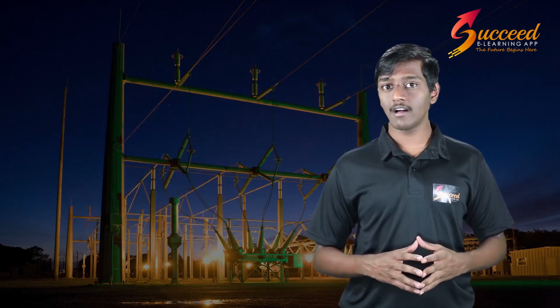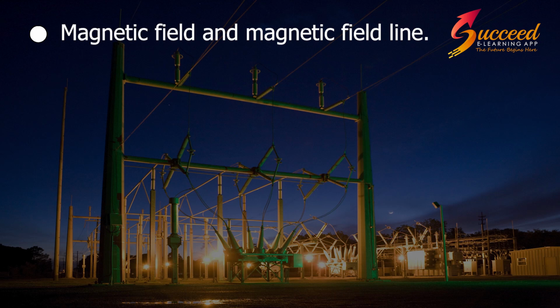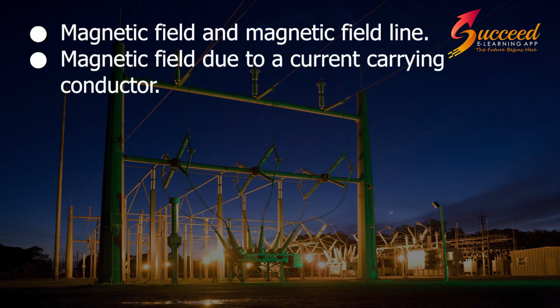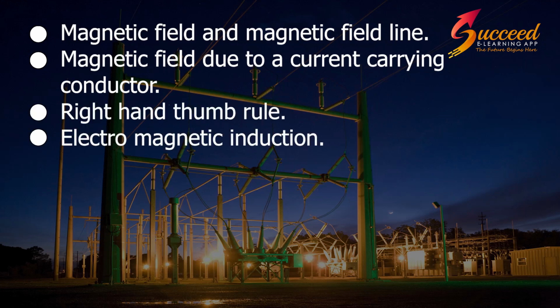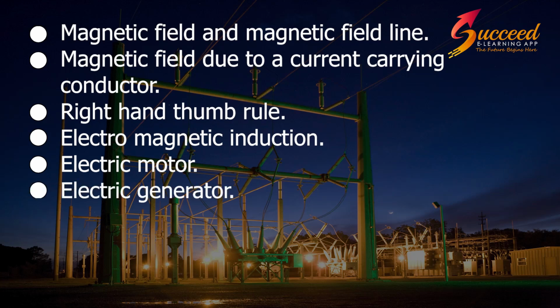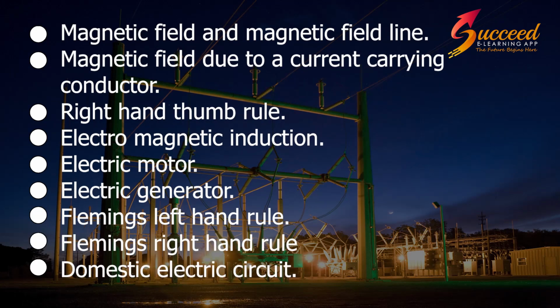Let us see what we have learned so far. Magnetic field and magnetic field lines. Magnetic field due to a current carrying conductor. Right hand thumb rule. Electromagnetic induction. Electric motor. Electric generator. Fleming's left hand rule, Fleming's right hand rule, domestic electric circuits.